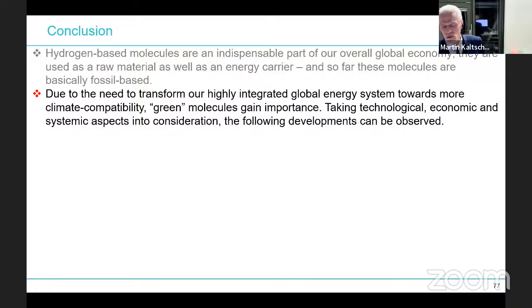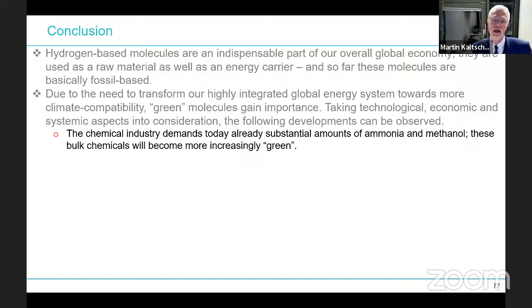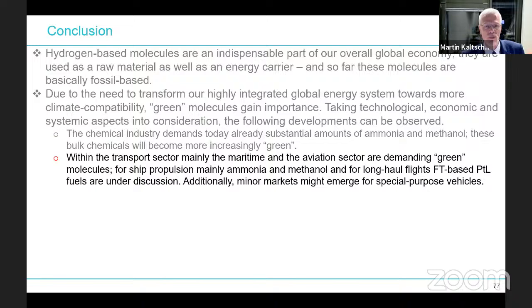Taking technological, economic, and systemic aspects into consideration, we can come to the following conclusions. The chemical industry already demands substantial amounts of ammonia and methanol today. These bulk chemicals will become increasingly green. Within the transport sector, mainly the maritime and aviation sectors are demanding green molecules. So we don't see it in road transport. We don't see it necessarily in trains, with minor parts, yes, but not for ship propulsion. It's mainly ammonia and methanol. And for long-haul flights, it's Fischer-Tropsch-based PtL fuels, which are currently under discussion. Additionally, as a side comment, minor markets might emerge for special purpose vehicles.